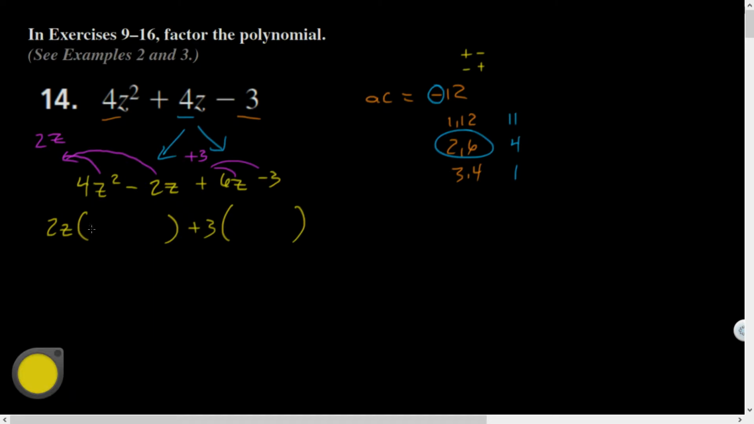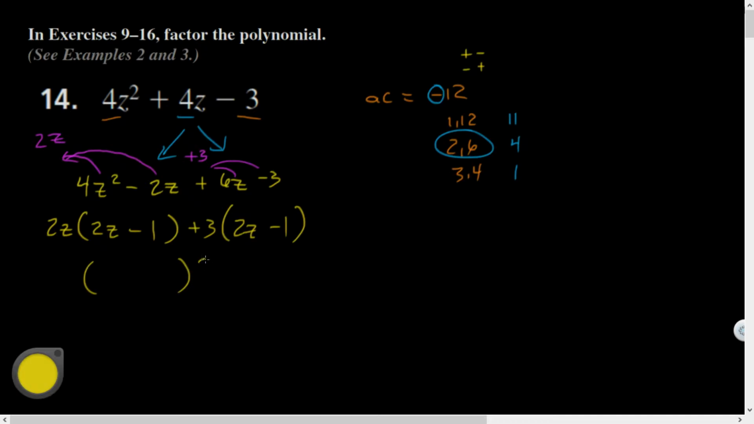2 times what is 4? Well, that's 2. And z times what is z squared? Only one possibility, z, because z times z is z squared. And 2z times what is -2z? A -1. And 3 times what is 6z? Well, that would be a 2z. And 3 times what is -3? Minus 1. Remember that our sets of parentheses must match, and they do.